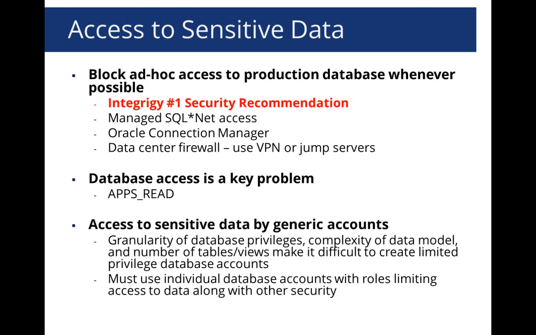There are a number of different ways you can do that using the managed SQLnet access within the Oracle eBusiness Suite. What's happening there is you're basically specifying IP addresses that can connect to the database. That doesn't typically work very well because most people don't have their environment that well controlled. The best option is putting a firewall in front of the data center or in front of your database server to eliminate access except for people you approve. And then you either use VPNs or jump servers. A jump server is like a Citrix box that I have to log into, and that then allows me to query the database and things like that.